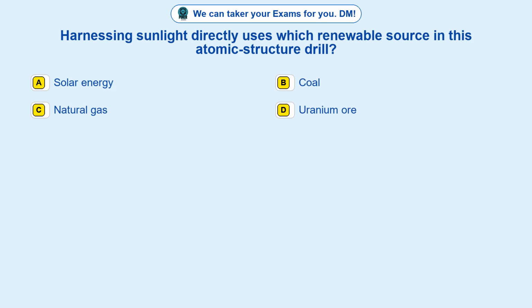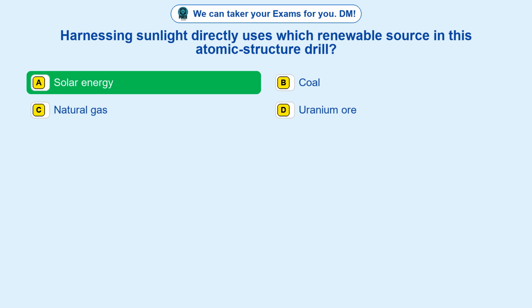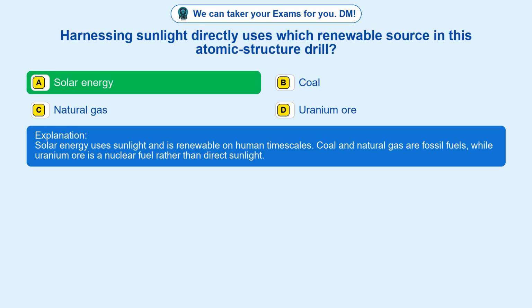Question 98. Harnessing sunlight directly uses which renewable source in this atomic structure drill? Option A, solar energy. Option B, coal. Option C, natural gas. Option D, uranium ore. The correct answer is option A. Solar energy. Solar energy uses sunlight and is renewable on human time scales. Coal and natural gas are fossil fuels, while uranium ore is a nuclear fuel rather than direct sunlight.